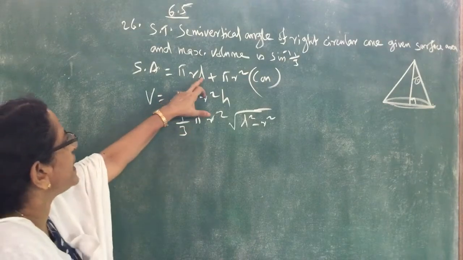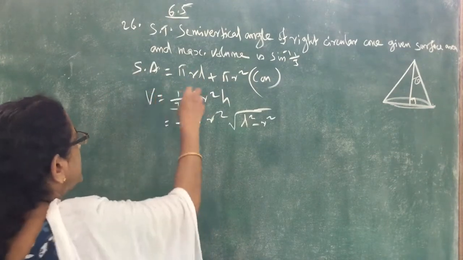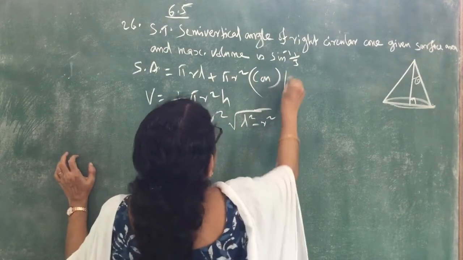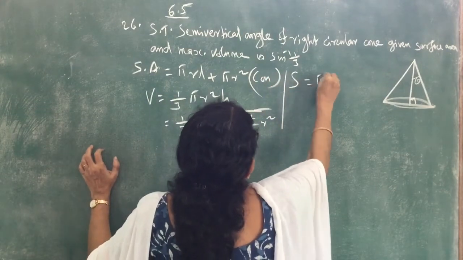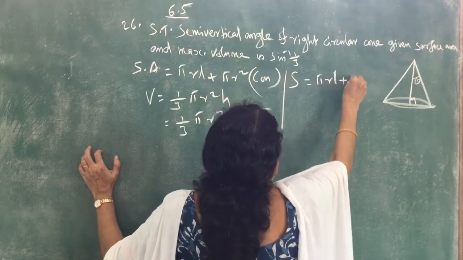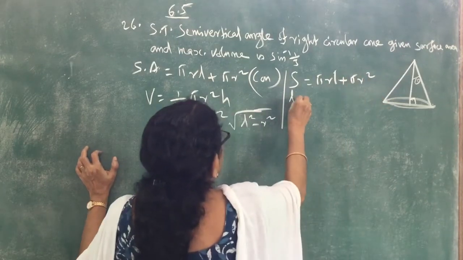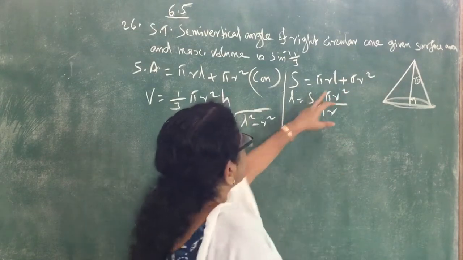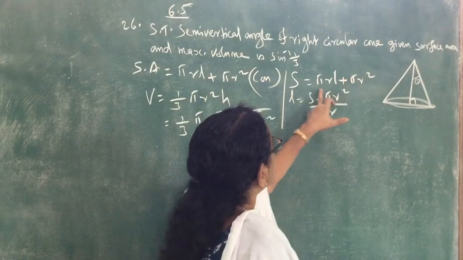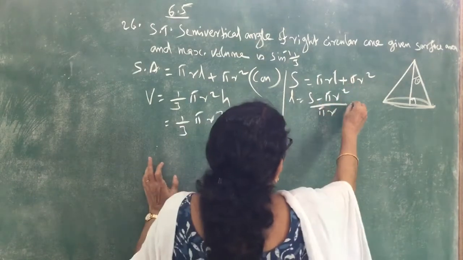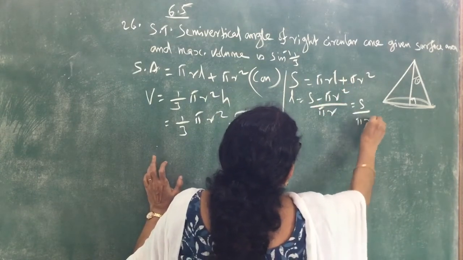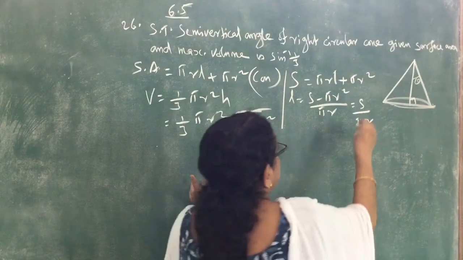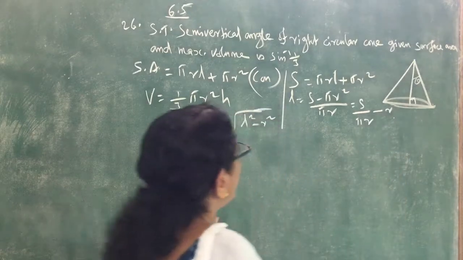Now, we can find L from this relation. This we can denote by S. So we can write surface area S equals pi R L plus pi R square. So L equals S minus pi R square divided by pi R. From this we get S minus pi R square divided by pi R. That is L. So that we can write as S by pi r minus pi r square by pi r, that is R. So S by pi r minus R.